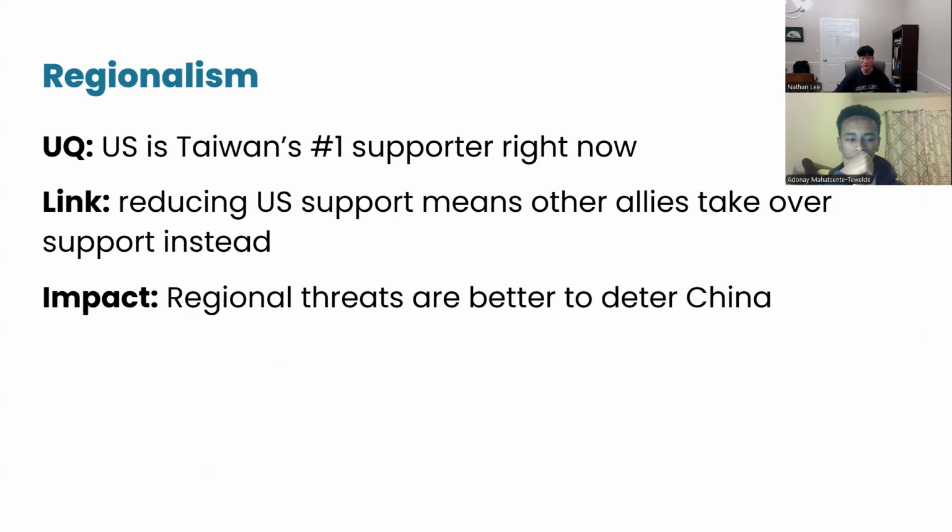Then is regionalism. So this one's probably one of my more favorite arguments. The uniqueness is that right now, the US is probably Taiwan's only military crutch when it comes to defending against China. But the link is that when you decrease US support, it means that other allies now have to play big brother to Taiwan. When they realize that China is posing a major threat to Taiwan, it means that it could also pose a threat to them as well. So it kind of unifies the region. You're painting this narrative that when everybody bands together in Southeast Asia, you're having a stronger deterrent against China. And again, the impact is just going to be something like war or nuclear escalation if China ever does decide to.